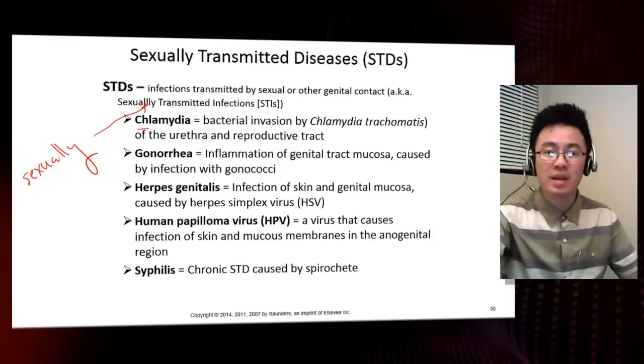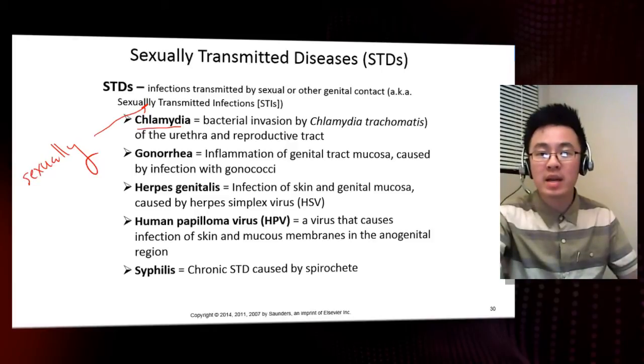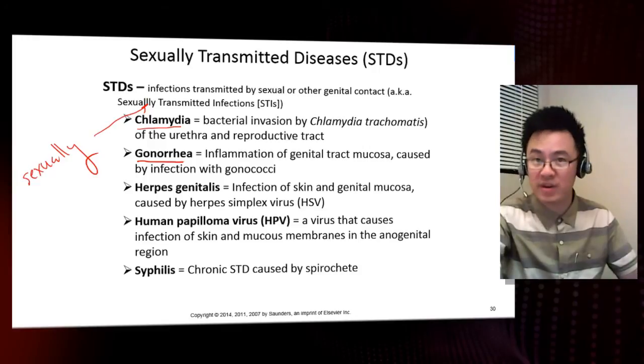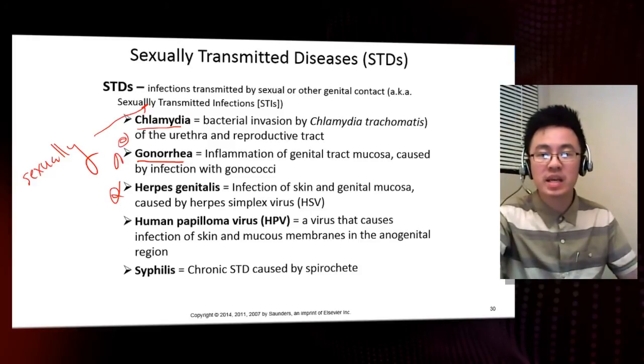Apologize about that. Okay, one of the conditions is known as chlamydia, and this is a bacterial invasion of the microbe known as Chlamydia trachomatis, and this is an invasion of this microbe in the urethra and the reproductive tract. Another one here is gonorrhea, which is inflammation of the genital tract mucosa, and this is caused by infection of gonococci microbes. Herpes genitalis here is an infection of the skin and genital mucosa caused by the herpes simplex virus, abbreviated here as HSV.